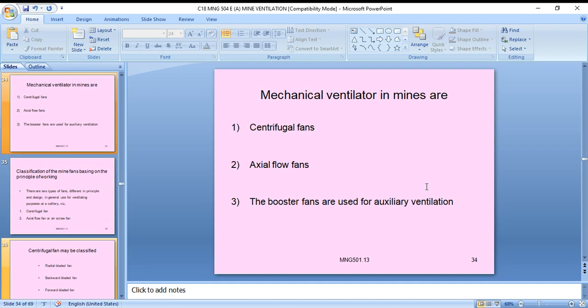Mechanical ventilators in mines are classified into three types. Centrifugal is one, axial flow is another one, and the booster fans are used for auxiliary ventilation. These three are the general classifications of mechanical ventilators.